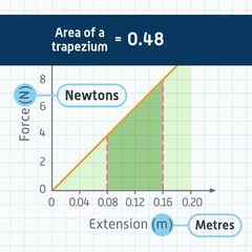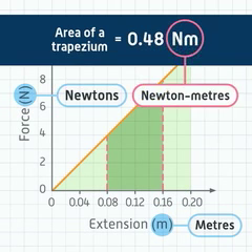Since we are multiplying a measurement in newtons by a measurement in meters, the result will be measured in Newton meters. The increase in energy stored by the spring is 0.48 Newton meters.